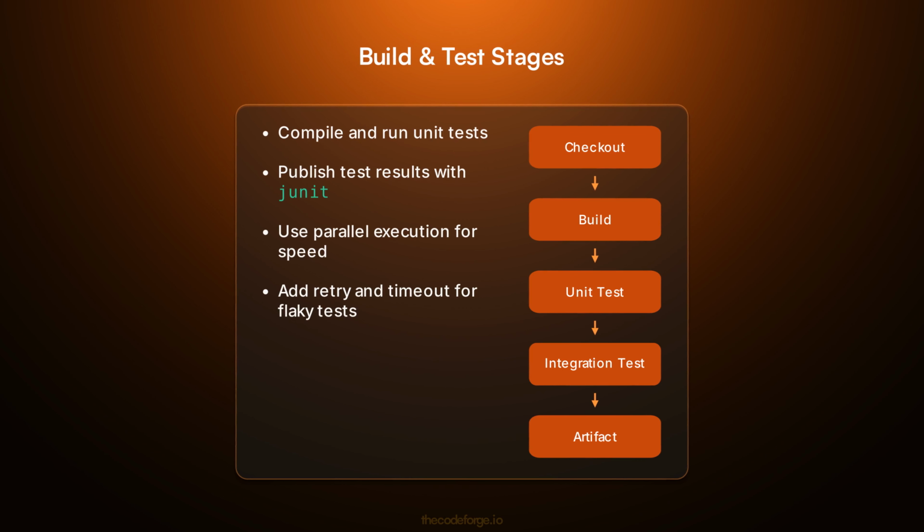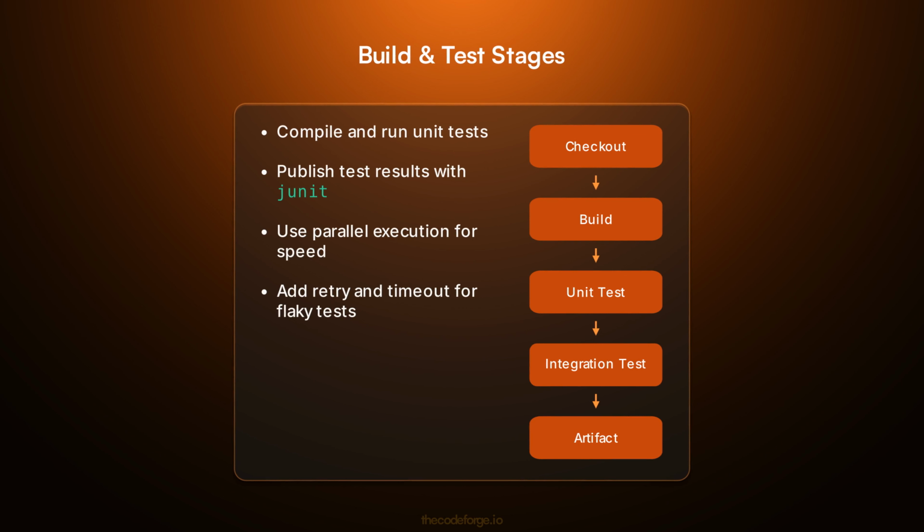The build stage compiles code and runs unit tests. Use the junit step to publish test results. For integration tests, spin up dependencies with Docker Compose. Use parallel execution and retries for flaky tests.